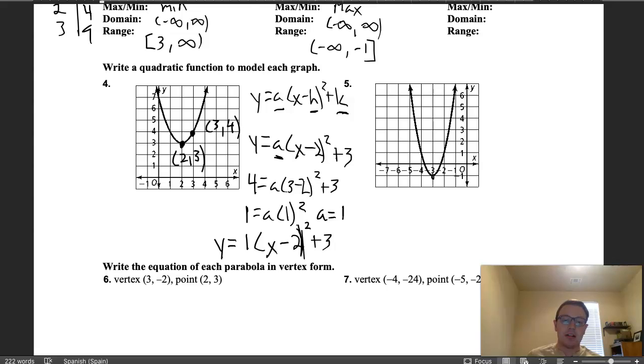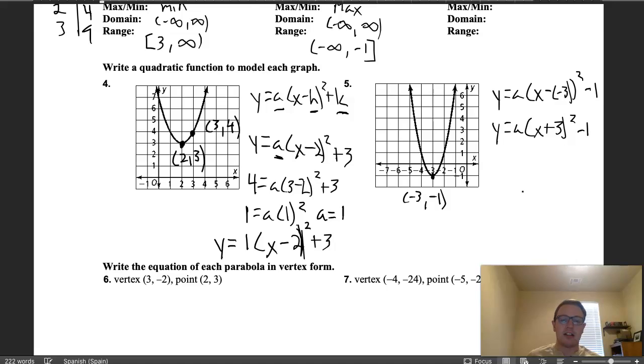From here, we're going to find our vertex. That vertex is at the point minus 3, minus 1. So our equation looks like y is equal to a times (x minus a negative 3, or that's plus 3) squared minus 1. So let's rewrite that. That's y is equal to a times (x plus 3) squared minus 1.